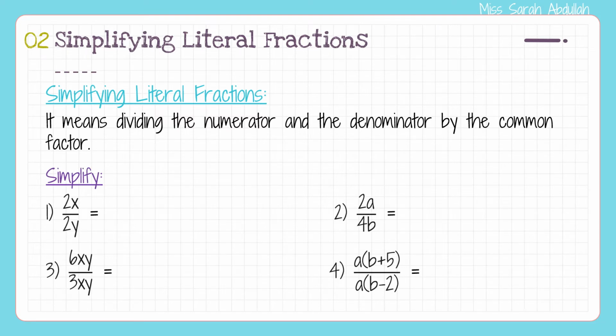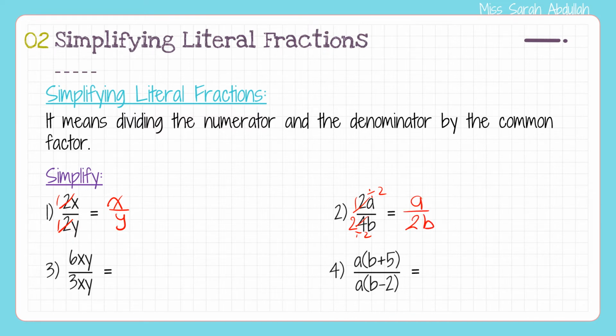It says simplify. Starting with the first one, how can I simplify this one? You can see that if I divide by 2 in the numerator and in the denominator, I'll get 1 and 1. So the answer is x over y. How about number 2? I have 2 and I have 4. I have different letters, so I can't simplify with the letters, but I can do it with the numbers. So divided by 2 and this one divided by 2, this becomes 1 and this becomes 2. So the answer is a over 2b.